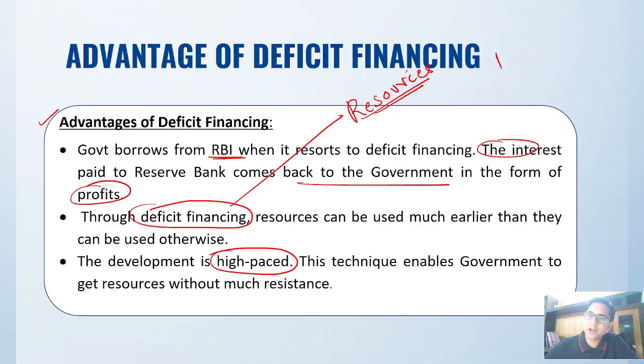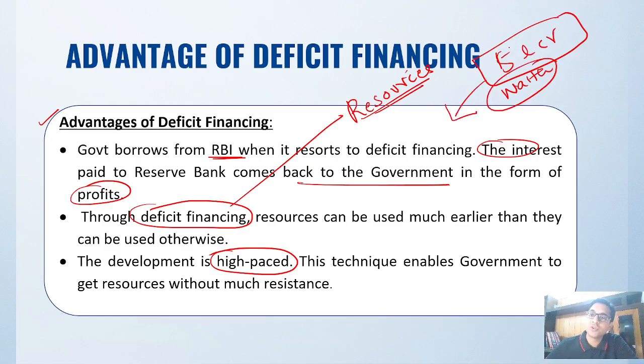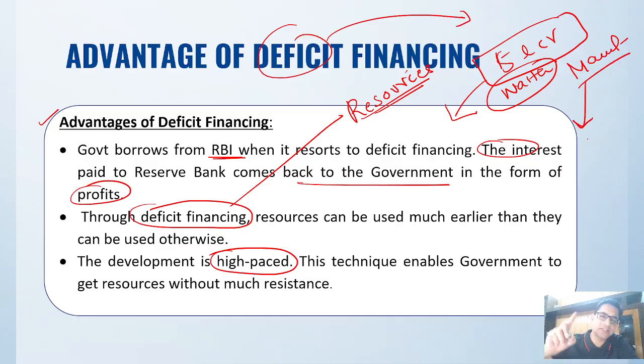Now, for example, right now you need 5 lakh crore rupees, but you cannot wait for parliamentary approval because time is going on. So you go for deficit financing and you borrow from the market. You will be raising the resources early and investing them early, and you will be able to create good assets. So these are the 2-3 advantages of deficit financing.